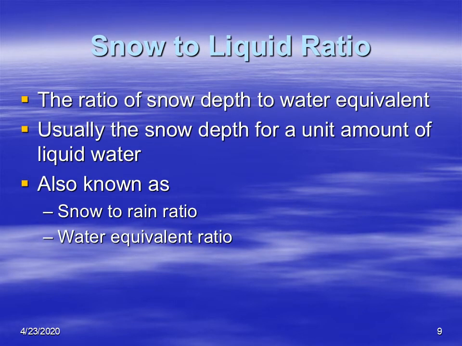There's another term that we use. It's the snow to liquid ratio. It's the ratio of the snow depth to water equivalent. We use this in forecasting to estimate the amount of snowfall based upon water equivalent, or what's falling out as the models are showing in water equivalent. So we also call this the snow to rain ratio, or the water equivalent ratio.